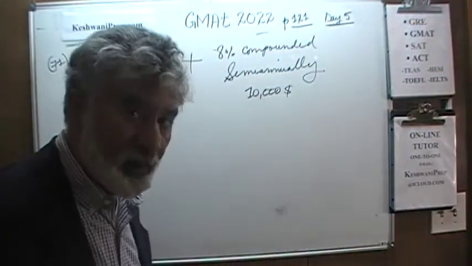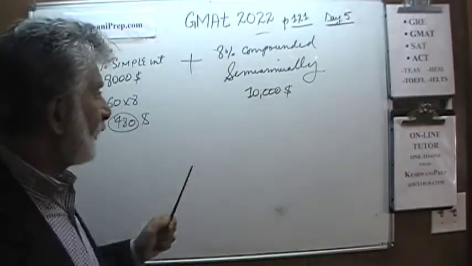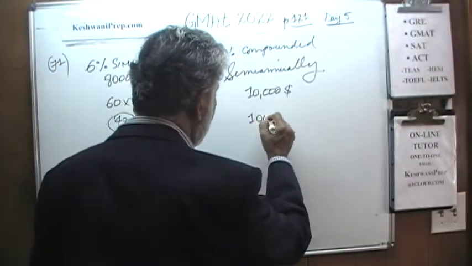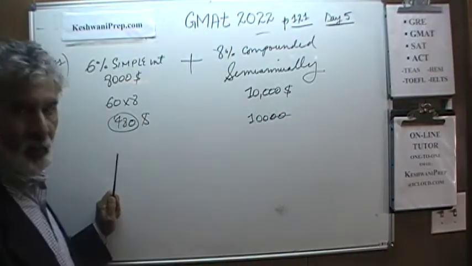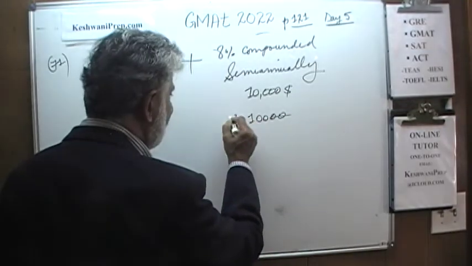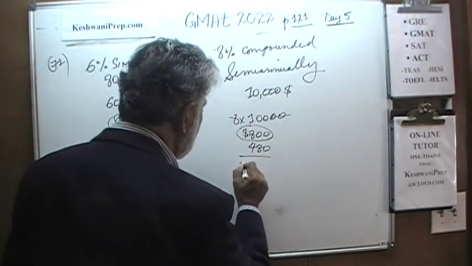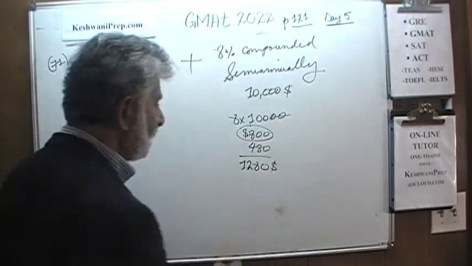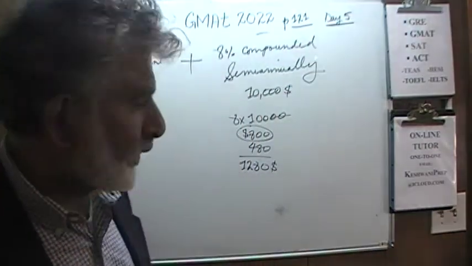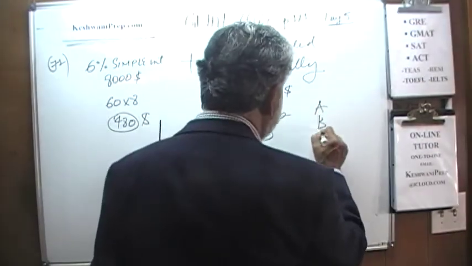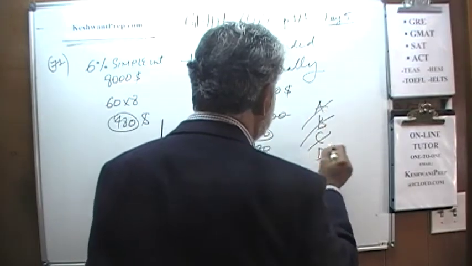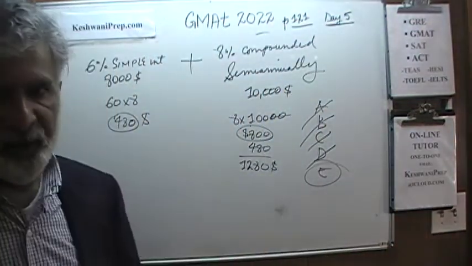Let's first figure out the simple interest, 8% annually on $10,000. If you have $10,000, 1% is just $100. 8% is going to be 8 times as much, so it's 800. 800 plus 480, that's 1280, and that tells us that any answer that is equal to or less than 1280 cannot possibly be the right answer. Now at this point, we look at the answer choices and cross out all of them that don't qualify. And when we do that, we will find that A, B, C, and D do not work. The last one must be the answer.